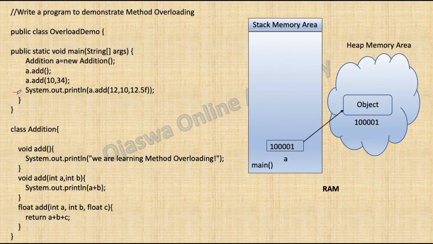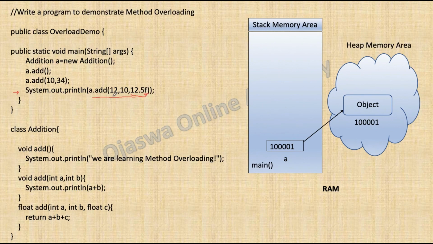Now the next statement is a println statement, system.out.println, and inside the println statement we are giving a method call. We are writing a.add and we are passing three parameters. The first one is of type int, the second is of type int, and the third parameter is of type float. Pay a little attention over here. Whenever you want to assign a float value, you need to add f to the number. If you are writing 12.5, the compiler assumes that it is a double value. If you add f to the number, the compiler reads the value as a float value.